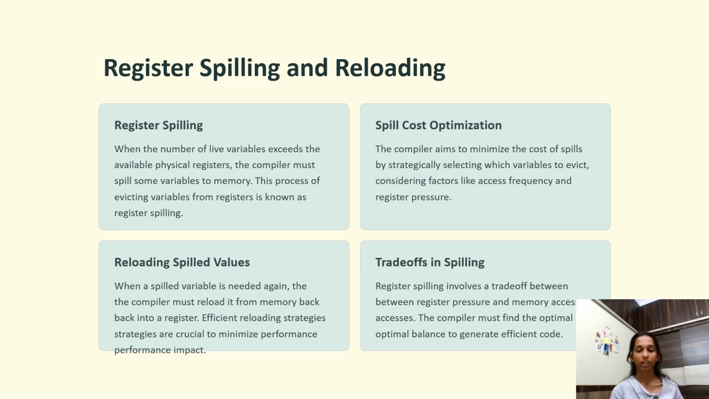Spill cost optimization is where the compiler aims to minimize the cost of the spills by strategically selecting which variable to evict, considering factors like access frequency and register pressure. Reloading spilled values. When a spilled value is needed again, the compiler must reload it from memory back into the register. Efficient reloading strategies are crucial to minimize performance impact. Trade-offs in spilling. Register spilling involves a trade-off between register pressure and memory access. The compiler must find the optimal balance to generate efficient code.